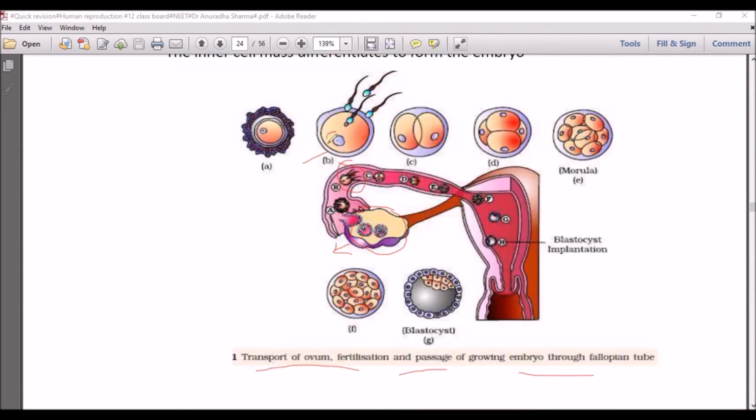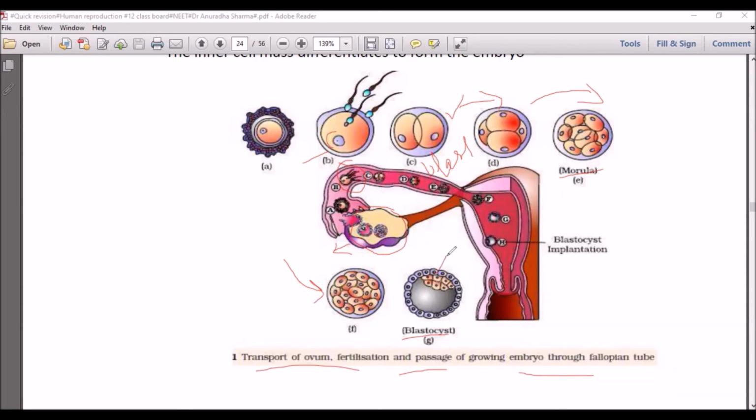These are sperms and this is the ova. So this will undergo mitotic cleavage and a blastocyst will be formed. Now this will undergo further mitosis and it will form the 4 cell stage. Further it will form the 8 cell stage which is known as morula. Now this morula will further undergo mitosis and it will form this 16 cell stage. Now this is known as the blastocyst, and it contains 2 layers.